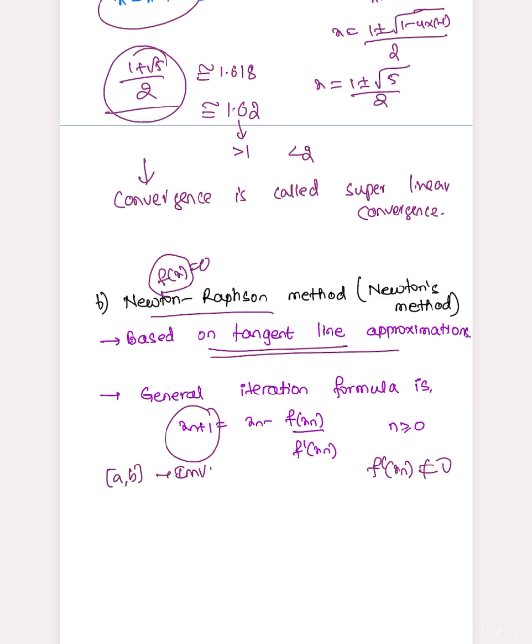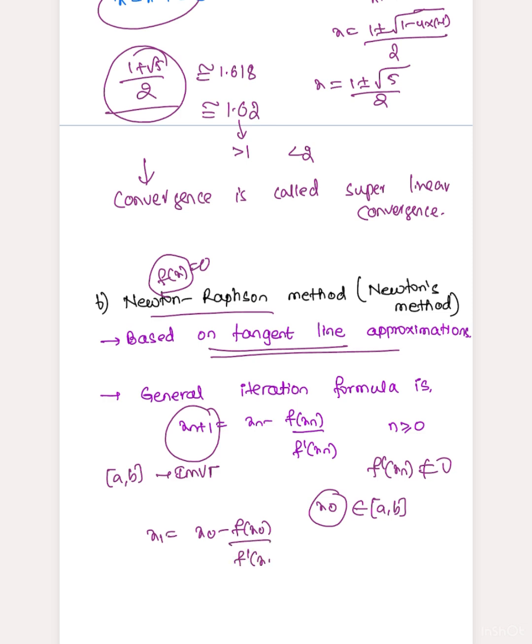Even though it is an open-end method, it doesn't involve the root. Still we have to take one test interval so that the initial guess x0 will be easy. So for initial guess x0, that is x0 belongs to the closed interval AB, then the first iteration is given by x1 is equal to x0 minus f of x0 divided by f dash of x0.